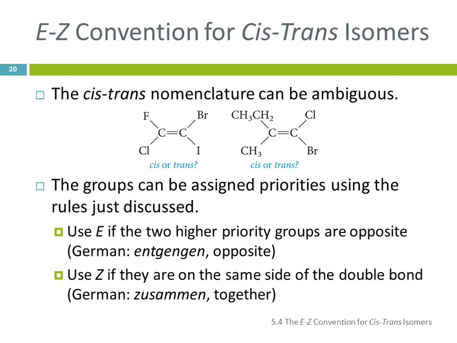Well, we've got halogens. Which one is the largest? Bromine, iodine, chlorine, or fluorine? We have a periodic table up here. It's iodine. So iodine is number one. And bromine is the next smallest, so that's number two. And chlorine is number three, and fluorine is number four. So we're going to look at the two higher priority groups. So we're going to look at one and two.